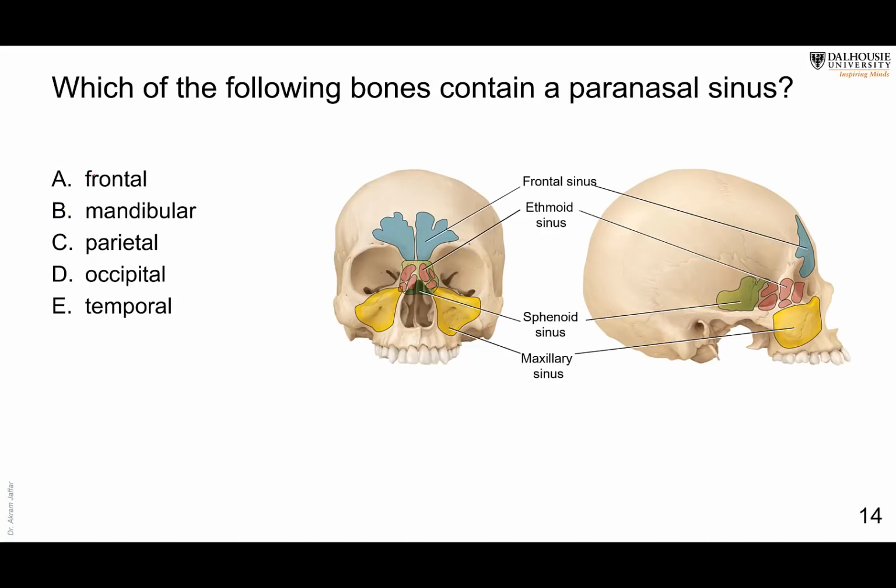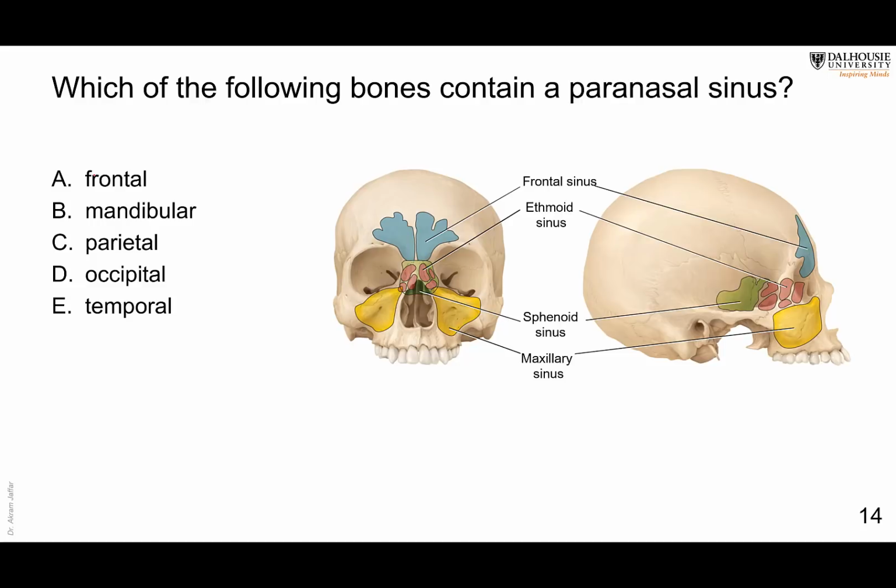Which of the following bones contain a paranasal sinus? The paranasal sinuses are cavities that are present in some of the bones of the skull. These cavities are connected with the nose, and they are lined by the same mucous membrane that lines the nose. Hence, the name of these cavities is the paranasal sinuses.